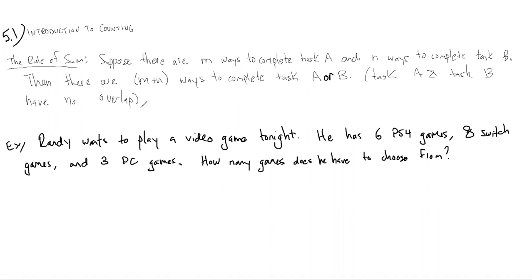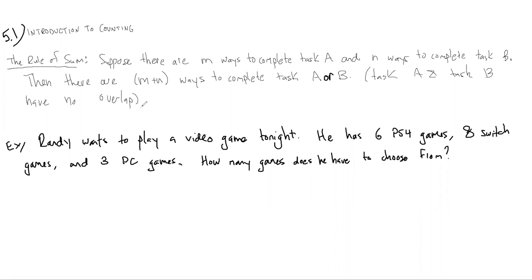So a first example here, Randy wants to play a video game tonight. He's got 6 PS4 games, 8 Switch games, and 3 PC games. How many games does he have to choose from? So yeah, if you don't think about that written rule of sum above, this probably is a little bit more clear. Again, we're going to make this assumption that he doesn't have the same game twice, so we don't have that overlap, because why would he?